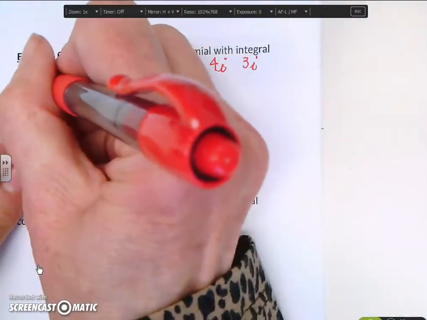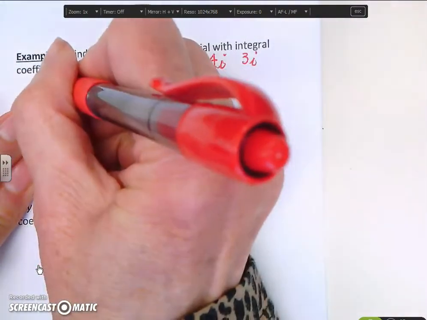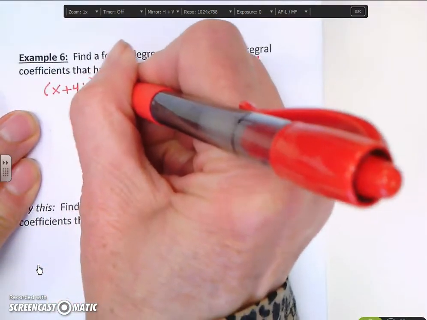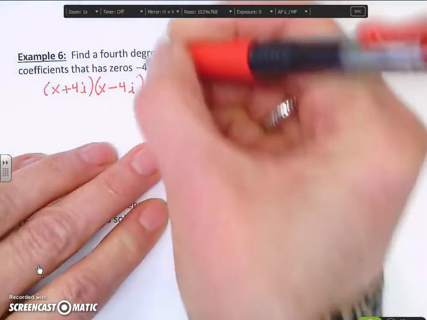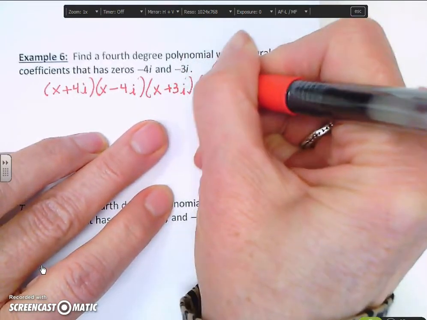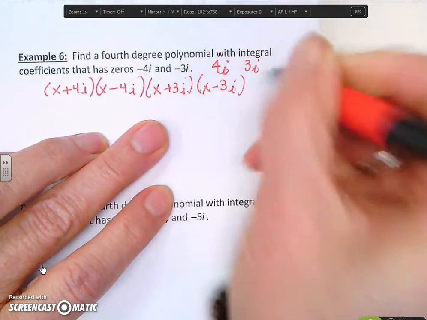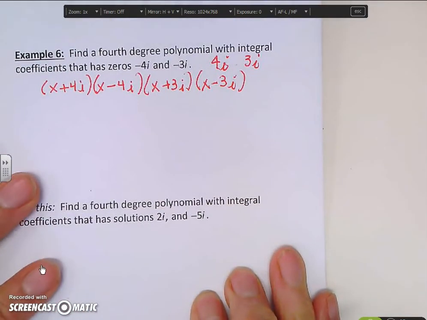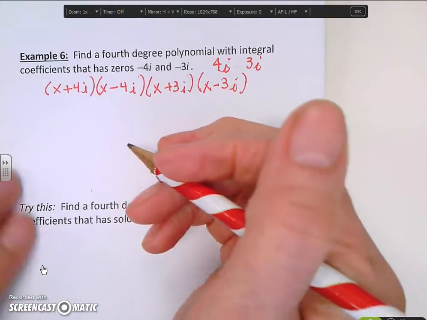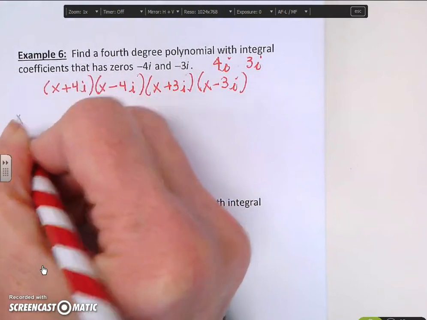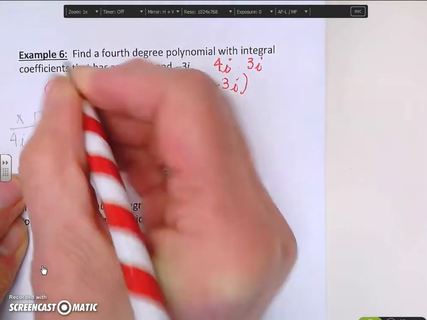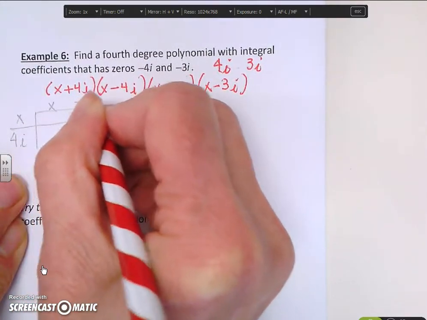So that's going to give me then x minus a minus gives me x plus 4i, and I'm going to put its conjugate next to it. So that's x minus 4i. And then here, x minus a minus gives me x plus 3i, and then x minus 3i. And we want to multiply this out. So you might want to use a box to do it. Let's just do that, so I can kind of demonstrate it. So x and 4i. And then here we're going to have x minus 4i.